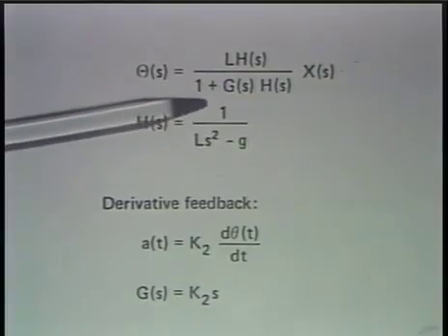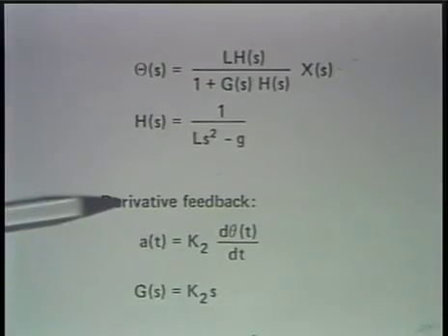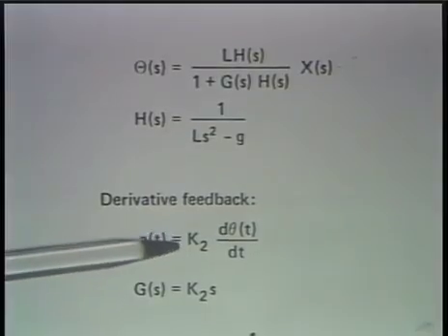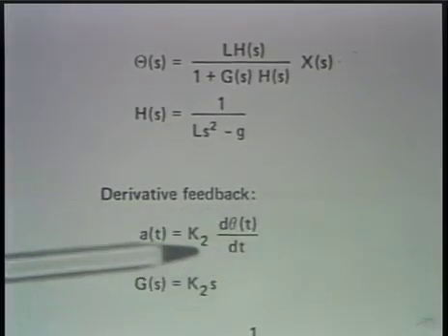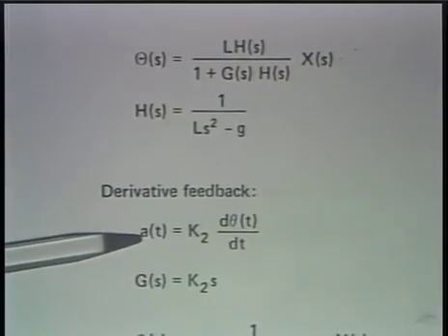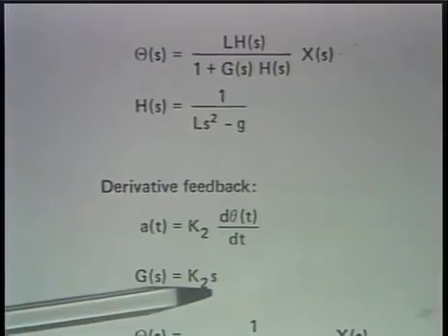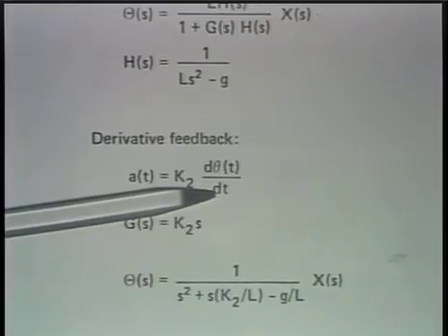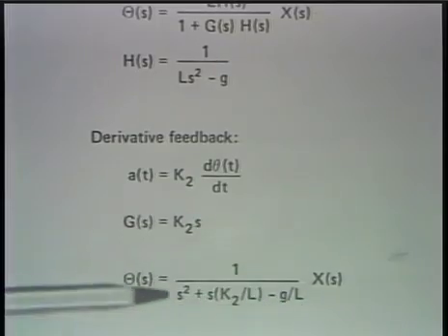And so here again, once again, we have the open loop system function. With derivative feedback, we will use as feedback an acceleration which, instead of being proportional to the angle as it was in the previous case, is proportional to the derivative of the angle. And so the basic feedback dynamics, or feedback system function, is then g of s is equal to k2 times s, the multiplication by s reflecting the fact that in the time domain it's measuring the derivative of the angle. The associated system function is then indicated here.